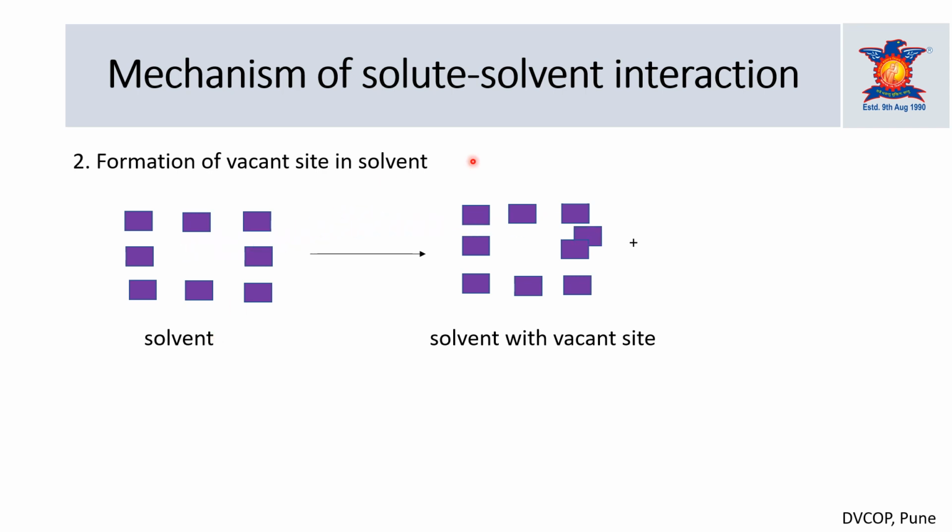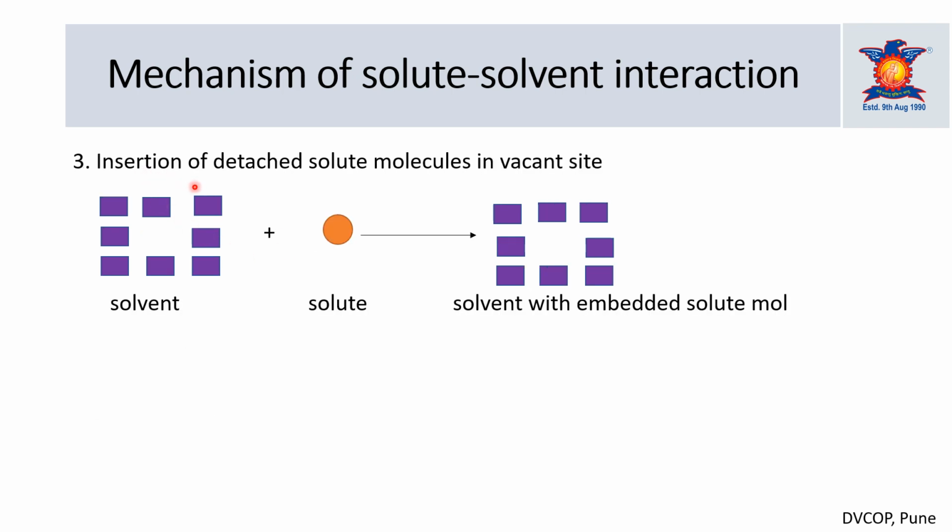the solvent molecule gets detached from the other solvent molecules and one vacant site is formed inside the solvent. Same, this process is endothermic, meaning we have to provide some energy to form a vacant site in a solvent, and again it has a positive enthalpy, meaning the randomness of the solvent molecules is increased, and due to the increase in randomness the intermolecular forces are decreased.